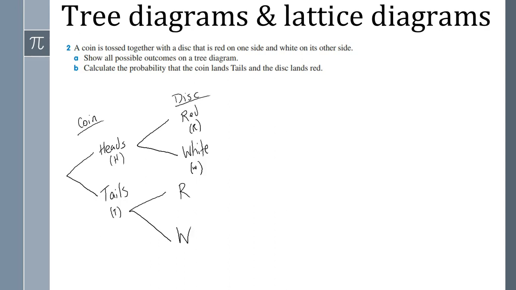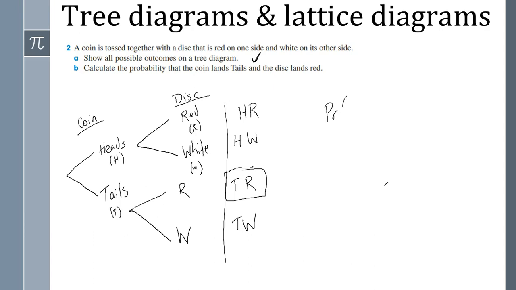Okay, so those are all our events listed on a tree diagram. Now we've just got to figure out what the outcomes could be. So we could have flipped a head and then a red, head and then white, tails and red, tails and white. Now if all of these have the same chance of occurring, you've got 4 options. Therefore, the chance of each of them happening is 1 in 4. But that's our tree diagram there. We've done A. So calculate the probability that the coin lands on tails and the disc lands on red. We're looking at a 1 in 4 chance.